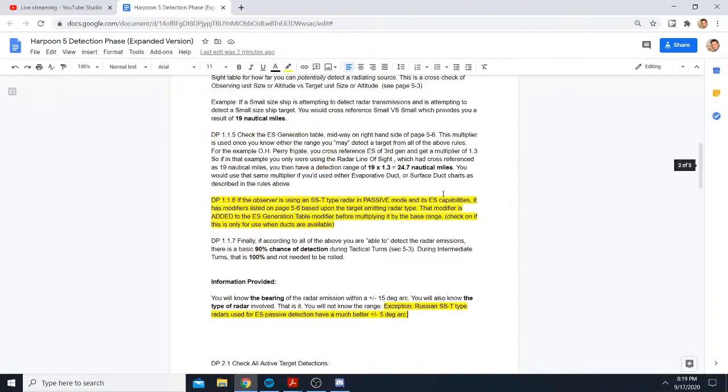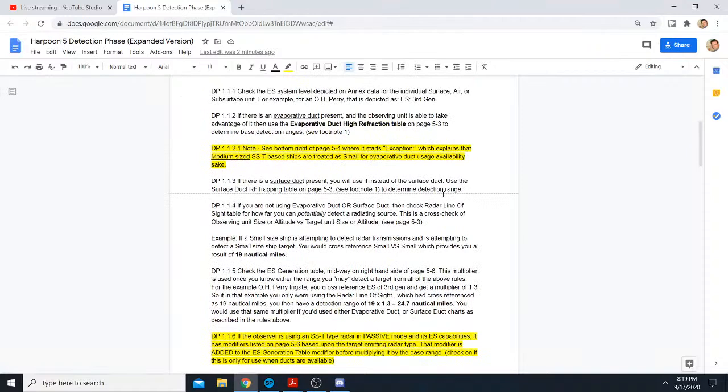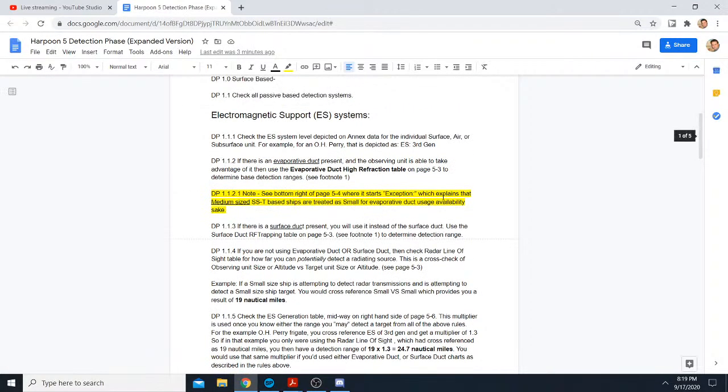So that's it on passive. Any other questions on passive detection with an ES system?